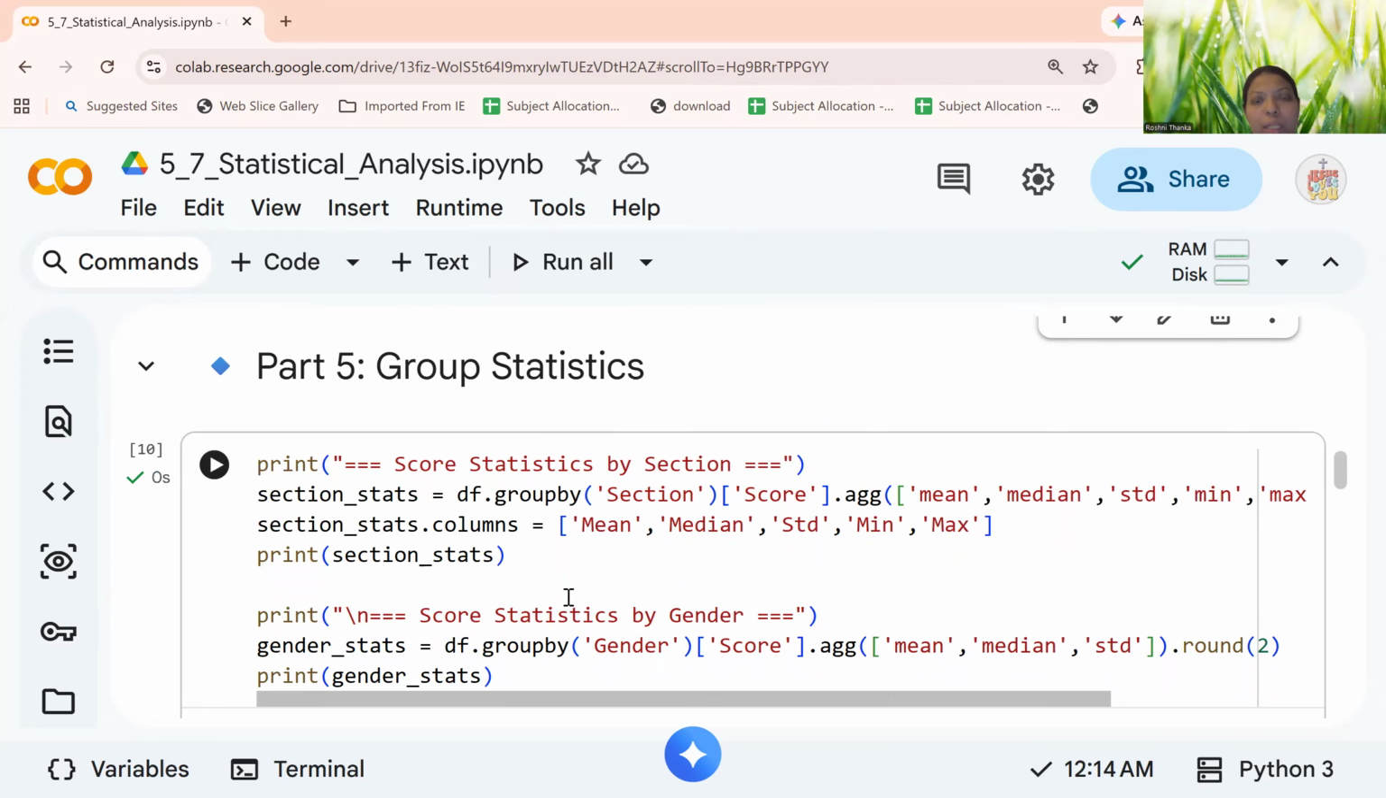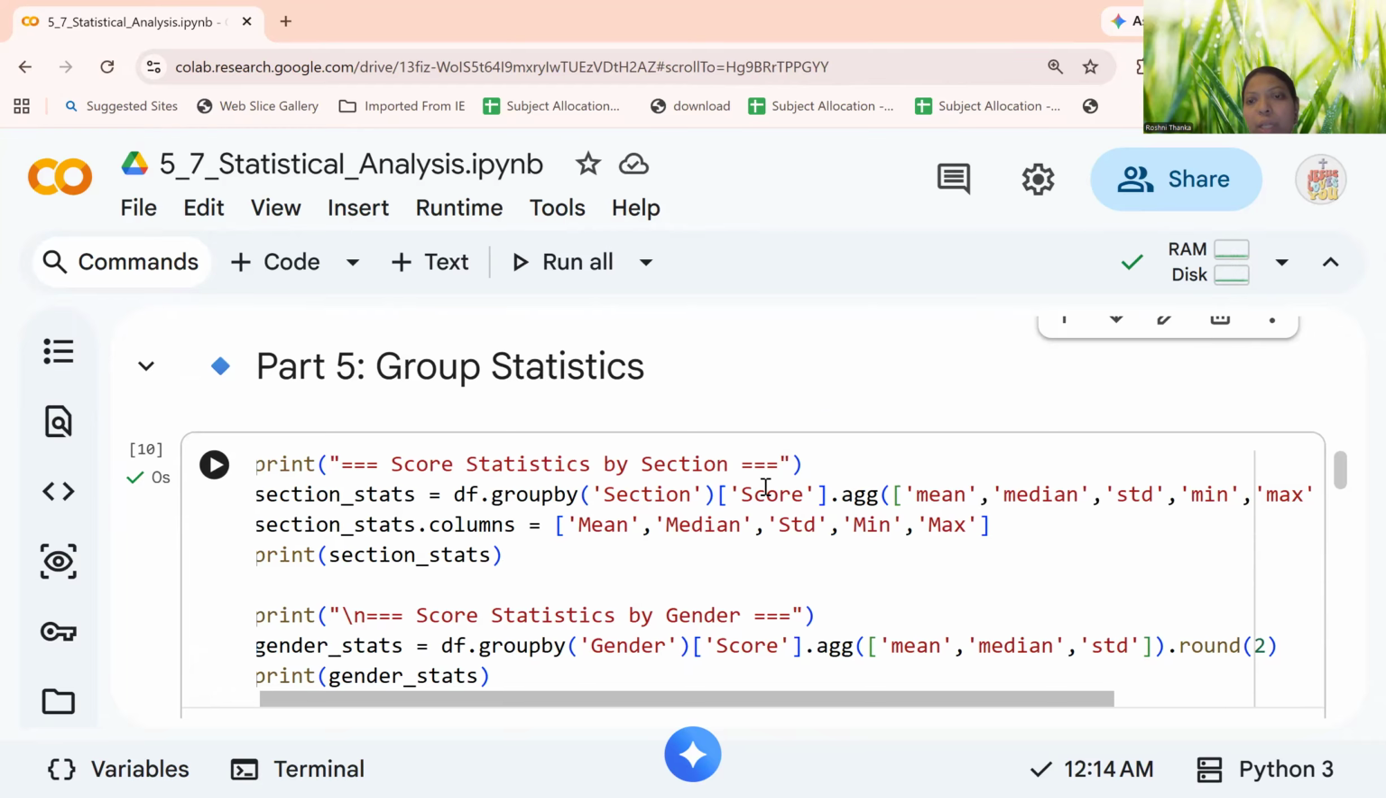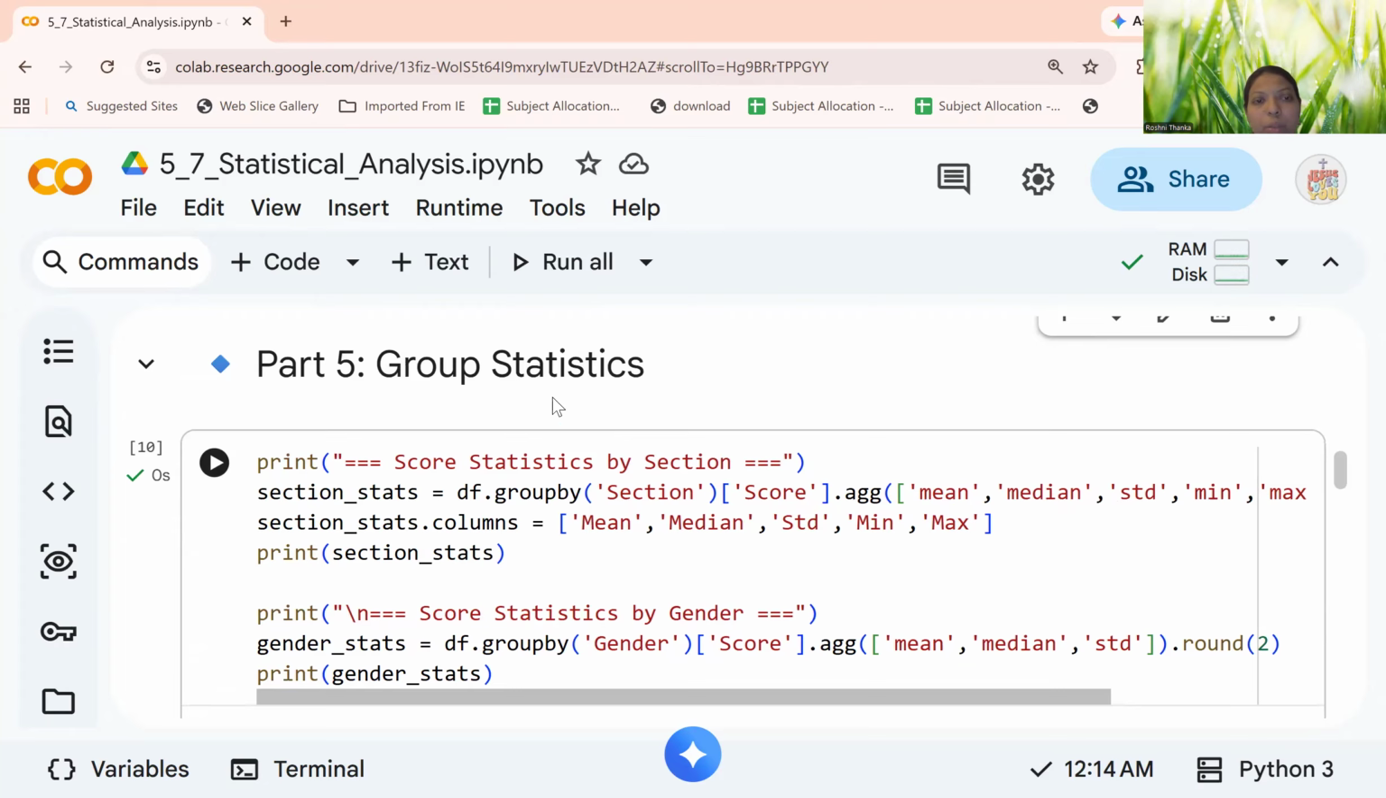So what does group statistics mean? Already in the previous video we discussed group by values. Hope you have seen that. So we are going to group our data by sections, like we have A, B, C, D sections. For the sections, we are going to take the score column and find the mean, median, standard deviation, minimum and maximum. So that is the section statistics.